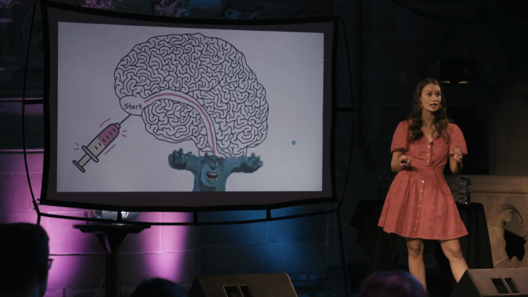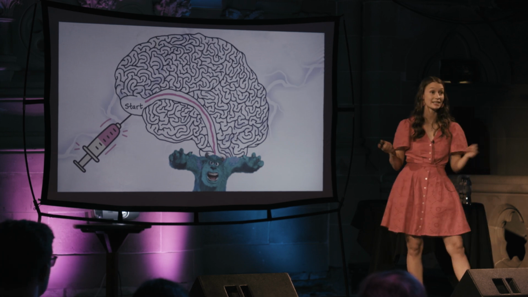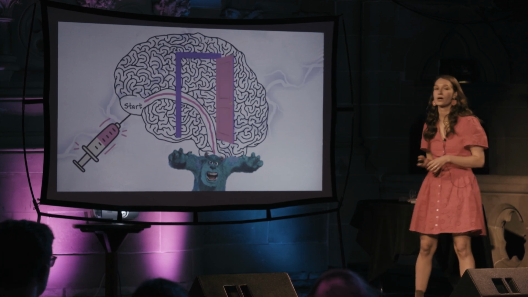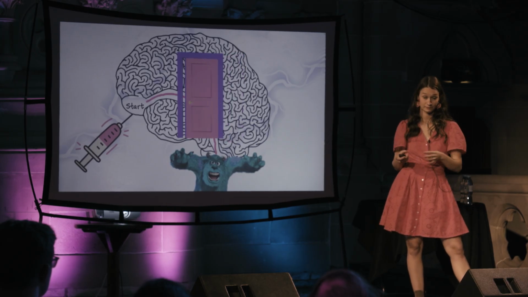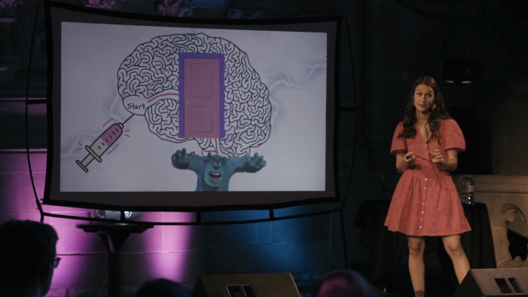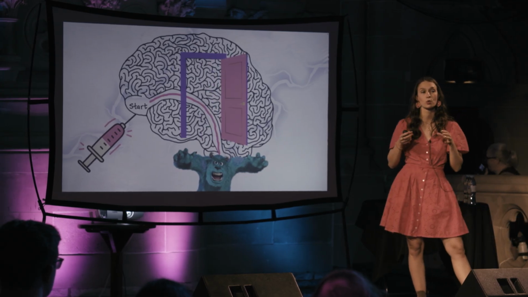So what if we could open it up? Well, one way to do that is with electricity. By applying an electric field, we can open up new doors, new channels to create this shortcut. And the best part is that we can be selective. We can choose exactly which doors we want to open.